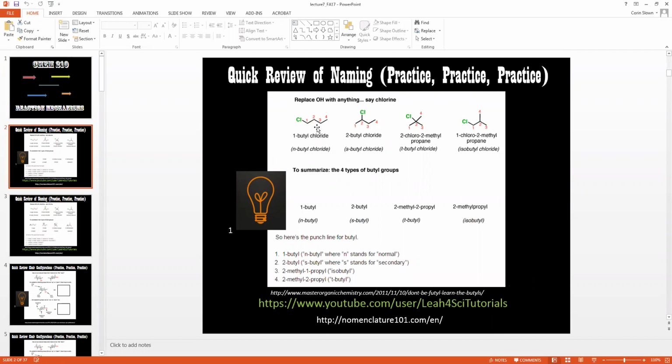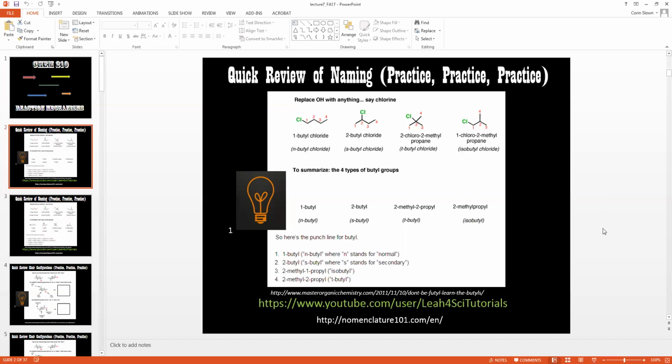Remember, if you're looking at something, say for example, like 1-butyl chloride, and if you were to move this chlorine from the 1 position to the 2 position, that would become 2-butyl chloride or S-butyl chloride. And if you were to move a methyl group also onto that 2 position, then that would become a tert-butyl chloride or 2-chloro-2-methyl-propane. And then the last example that we're looking at is an isobutyl. So that's where the chlorine is at the 1 position, but the methyl group is now at the 2 position, and that's what we refer to as 1-chloro-2-methyl-propane.